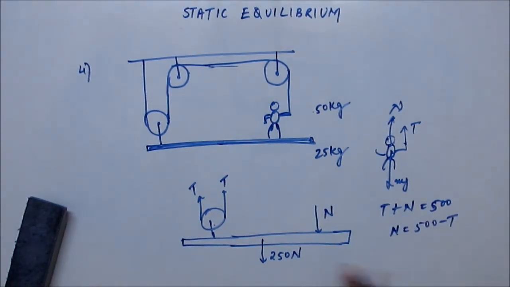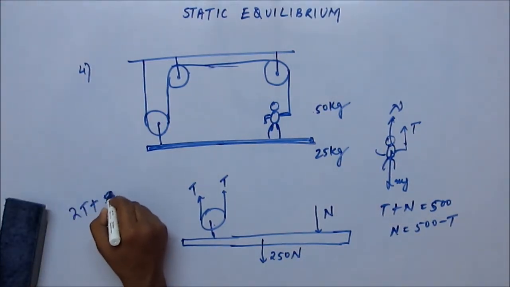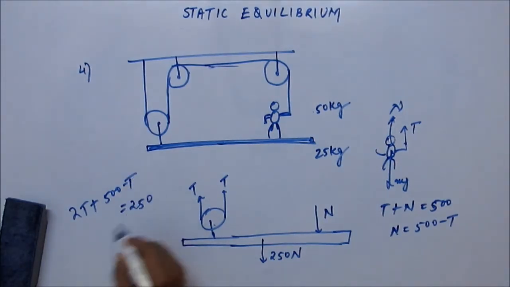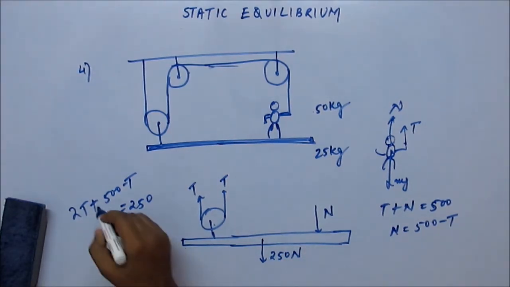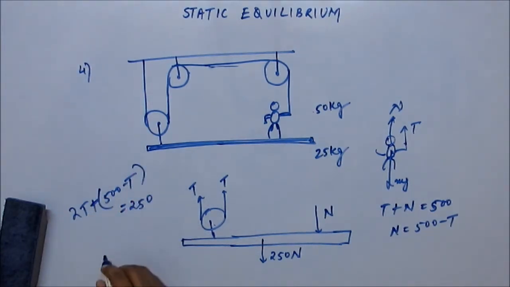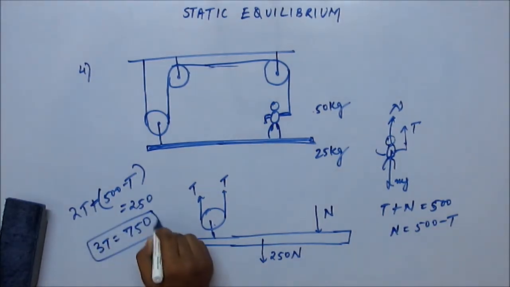Easy. So now you can write the equation of equilibrium, that 2T plus N, N is 500 minus T, this will be equal to 250. So from here, 2T, not 2T plus N. N is downward. So 2T minus N is 250. So from here, you will get that 3T is equal to 750. The same equation that you directly got there.